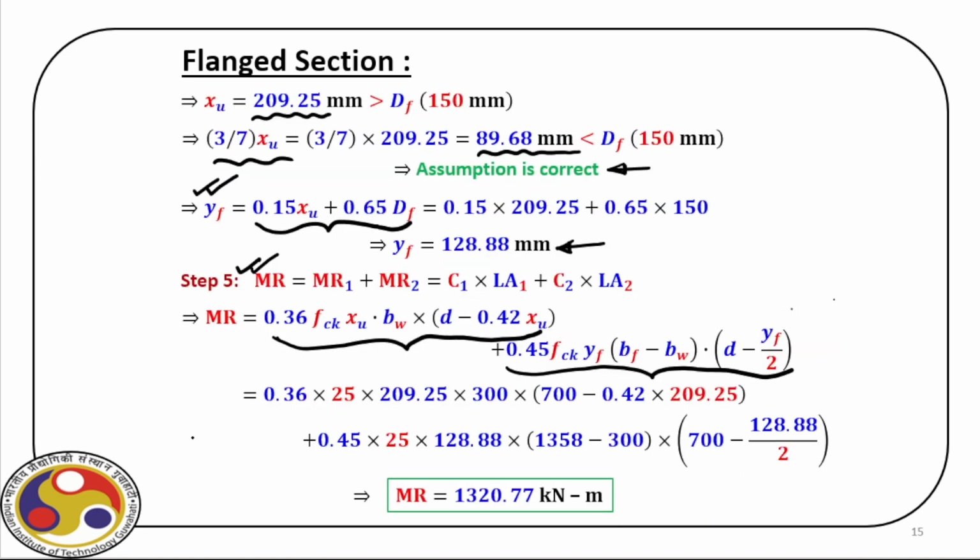And then effectively we find the moment of resistance of this section, which again I believe you can follow. We just put in the values of FCK, XU, BW and all other parameters. Ultimately what we get is the moment of resistance, which is 1320.77 kilonewton meter. So that is the moment of resistance offered by this section. And from this example, you can see how systematically we can find the sectional capacity.